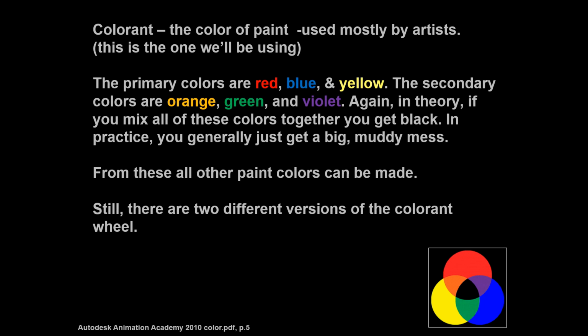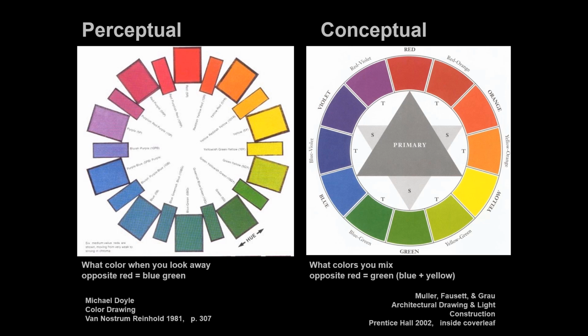Colorant is the color of paint, and it's used in paints, and those colors are red, blue, and yellow. And the secondary colors are orange, green, and violet. Again, if you mix all these colors together, you theoretically get black, but that's not really the case. So you also need white and black. Now, as for the colorant wheel, there's still two different versions of that. One of them is perceptual, and one is conceptual.